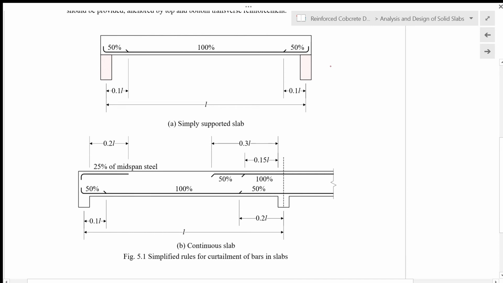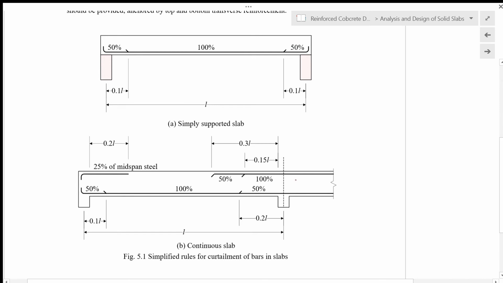For simply supported slabs, 100% of the bars for bending has to be provided near the middle of the span, and then near the supports, 50% of what you have at the middle of the span has to be provided near the supports.